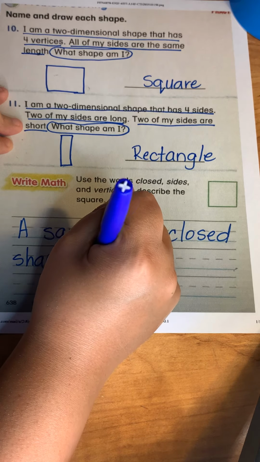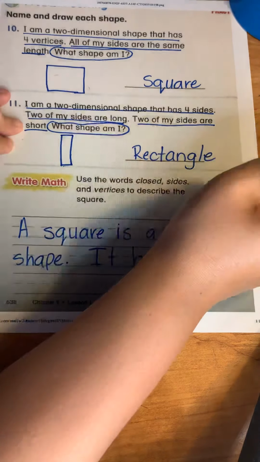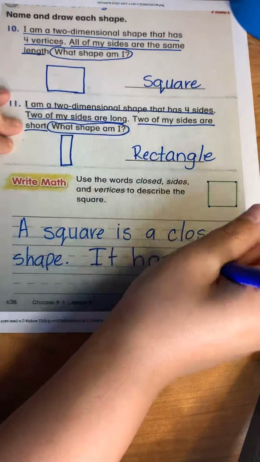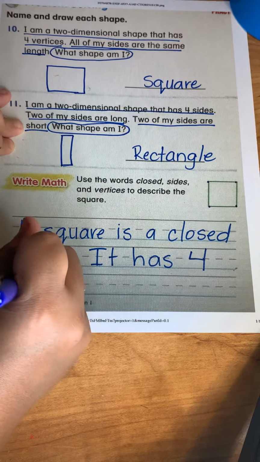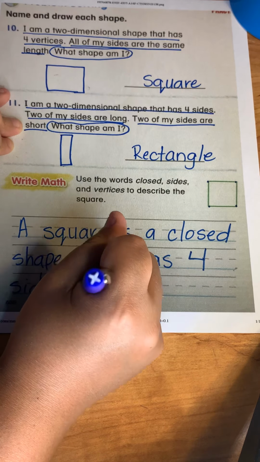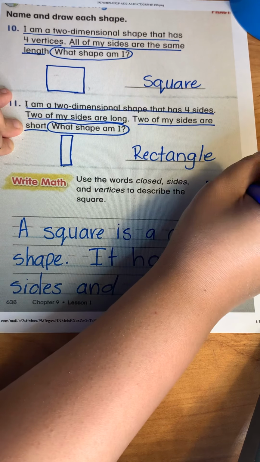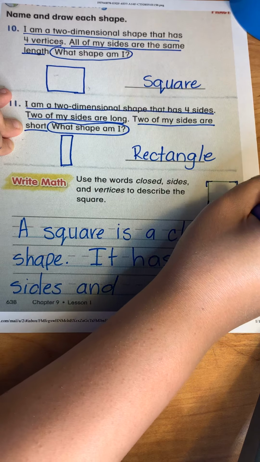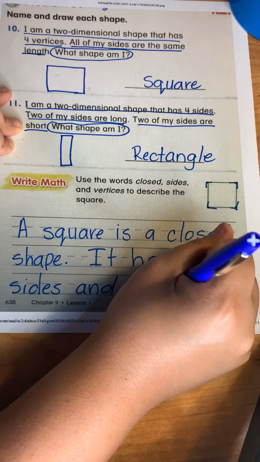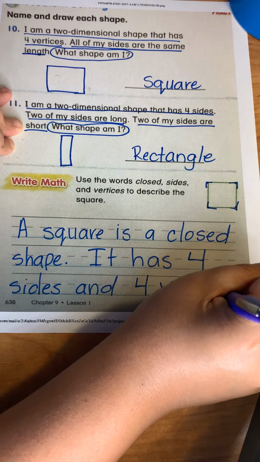Now, how many sides and how many vertices does a square have? Let's start off by saying it has, well, let's count the sides. 1, 2, 3, 4. So it has 4 sides and how many vertices? Let's count. 1, 2, 3, and 4. And 4 vertices. Oops, running out of space.